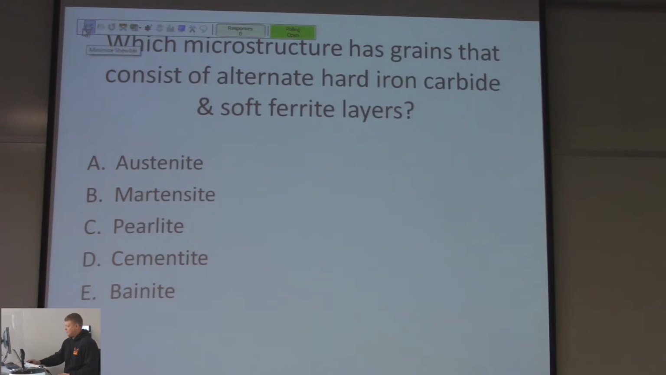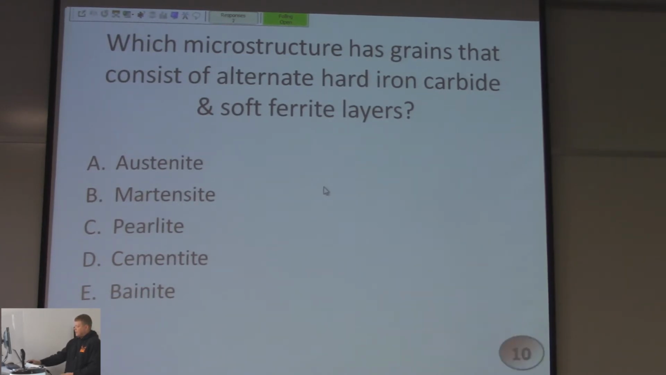There we go. Which microstructure has grains that consist of alternate hard iron carbide and soft ferritic layers? I tried to write ferritic and it wouldn't let me, so I had to write ferrite. Austenite, martensite, pearlite, cementite, or bainite? Please select your answer now.